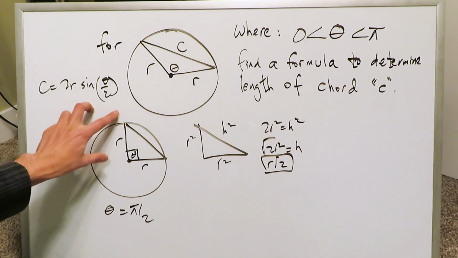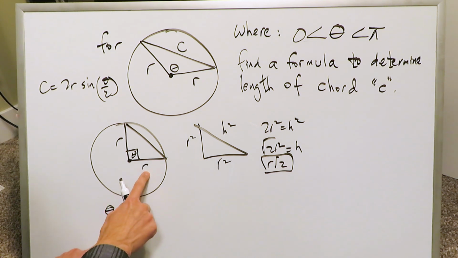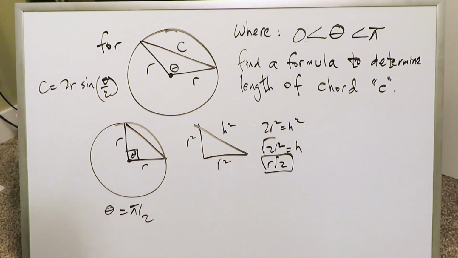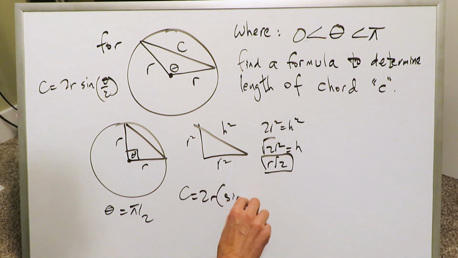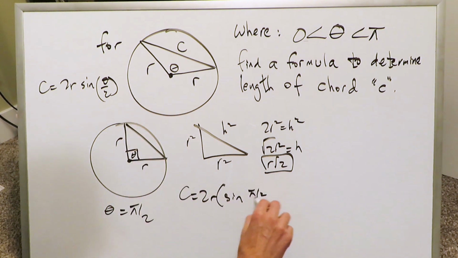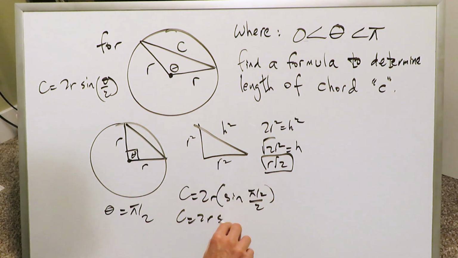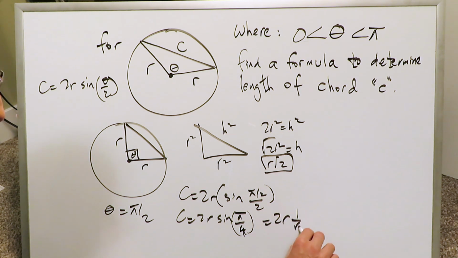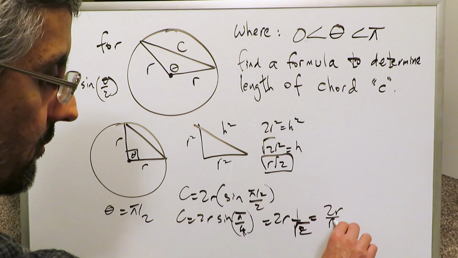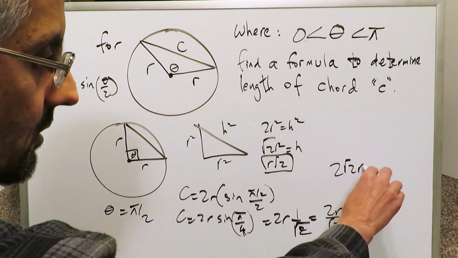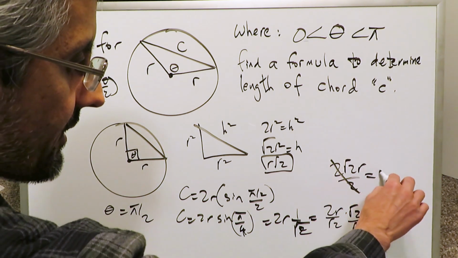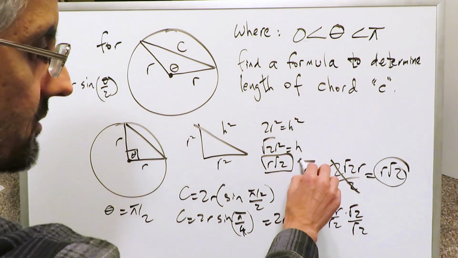If we were to plug everything into this formula, utilizing r and the angle pi over 2, we should have something very much like that. And we will do so. C is equal to 2 times r times sine of theta over 2, pi over 2 over 2. C is equal to 2r sine of pi over 4. We know sine of pi over 4 in terms of a fraction is 1 over root 2. Which is equal to 2r times 1 over root 2, which is equal to 2r over root 2, which if you rationalize it, you'll have 2 root 2 r over 2. You can cancel this out and you'll have r root 2.